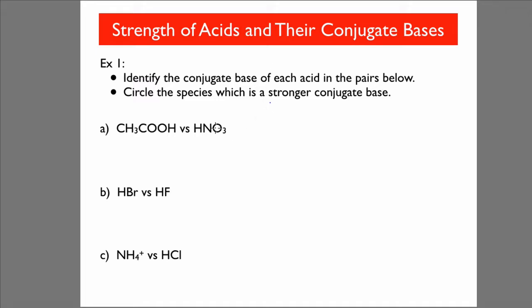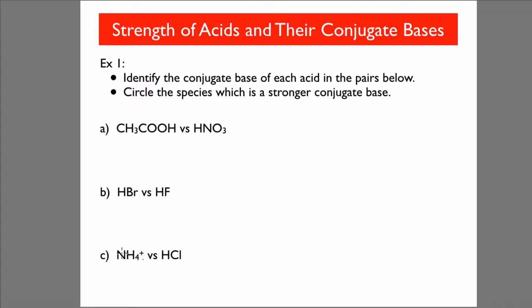So we know that the weaker acid makes the stronger conjugate base, and ethanoic acid is weaker than nitric acid. This is one of the strong acids. So the conjugate base of ethanoic acid, the ethanoate ion, is a stronger conjugate base. Down here, HBr and HF. HBr is one of the strong acids, so we know that it will have a weaker conjugate base. So HF has a stronger conjugate base.